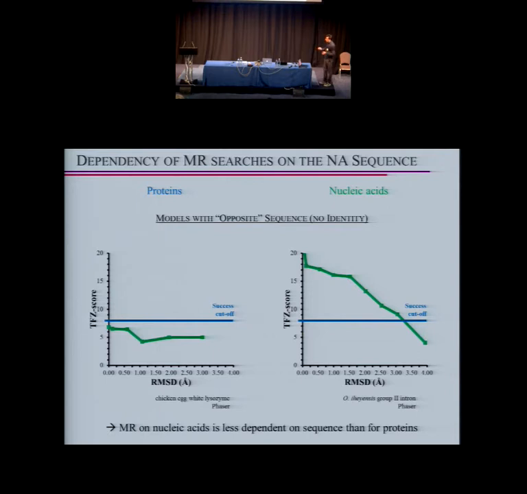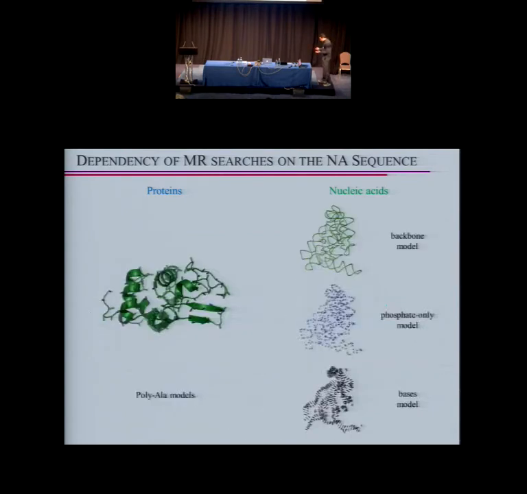So we can conclude that molecular replacement on nucleic acids is definitely less dependent on sequence than for protein. And we can actually understand this easily if we consider what I already mentioned to you at the beginning, that the building blocks of nucleic acids are simpler than in the case of proteins. In addition to that, you should also consider that the strongest scattering component of the nucleic acids is contributed by the sugar phosphate backbone and not by the side chains.